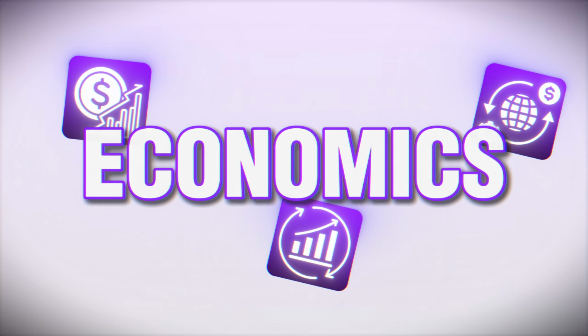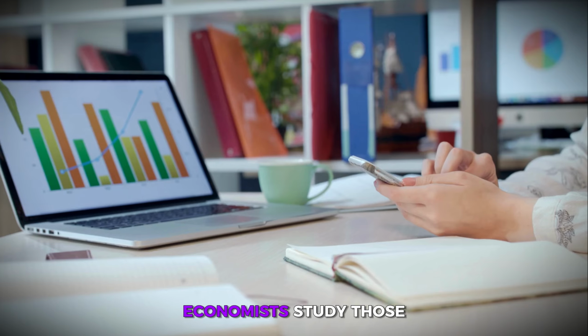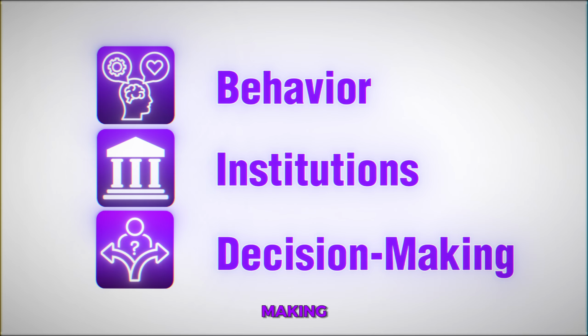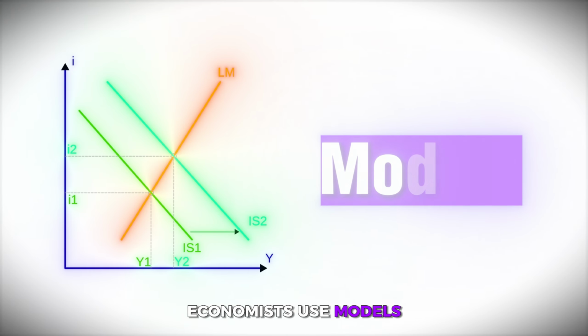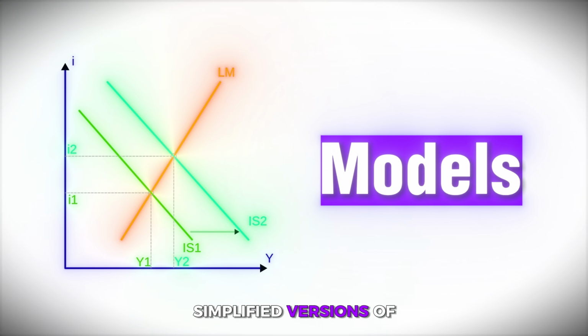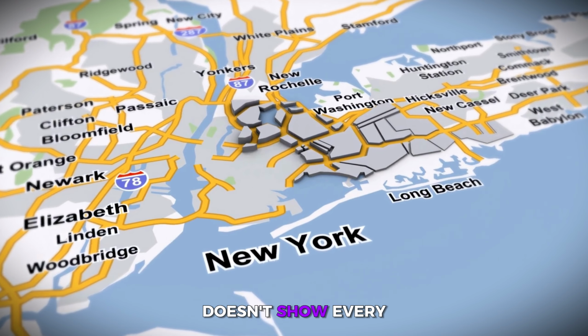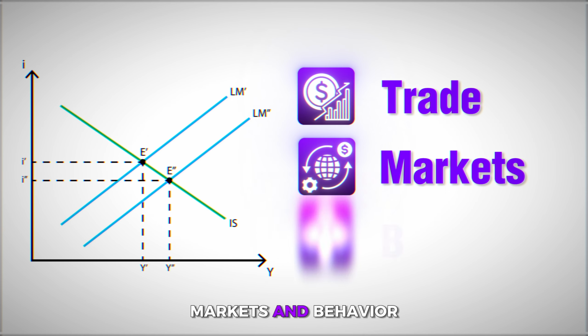Economics is often described as the study of how society manages its scarce resources. But the way economists study those decisions isn't just about money or numbers. It's about behavior, institutions, and decision-making. To make sense of complicated situations, economists use models. These models are simplified versions of reality that help explain how things work. Just like a map helps you find your way around a city, even if it doesn't show every detail, economic models help us understand trade, markets, and behavior.